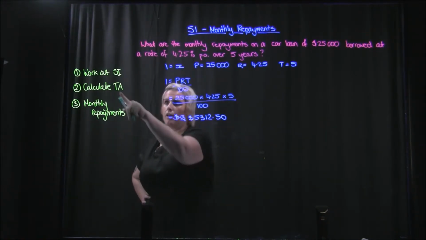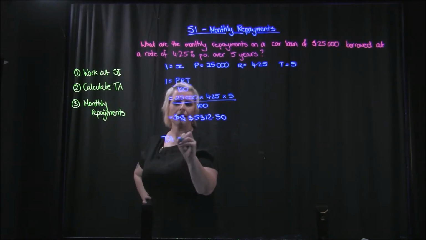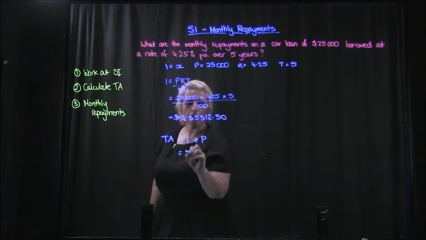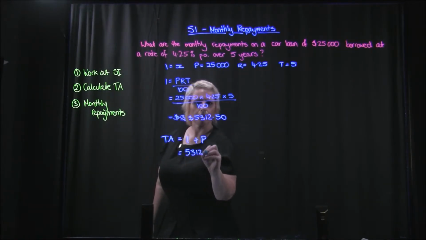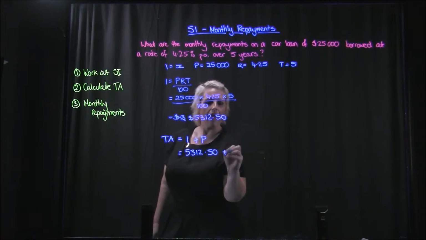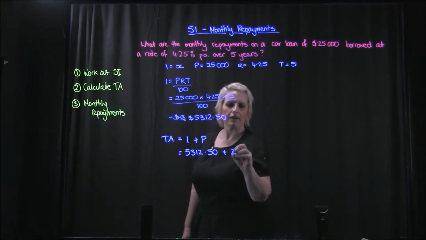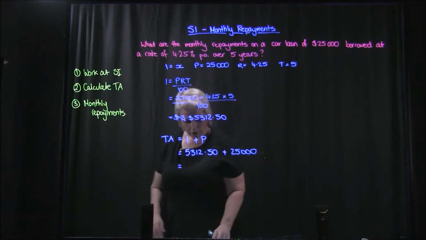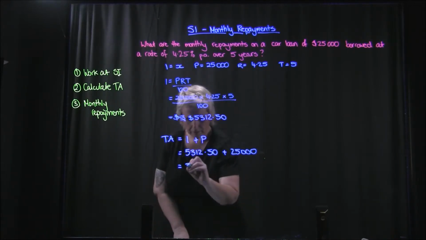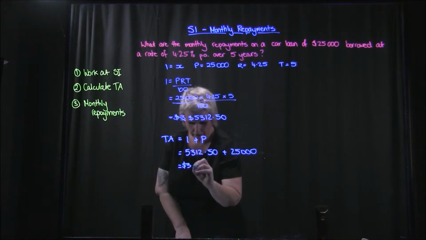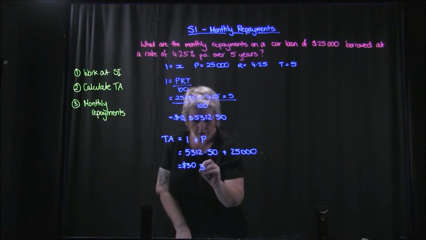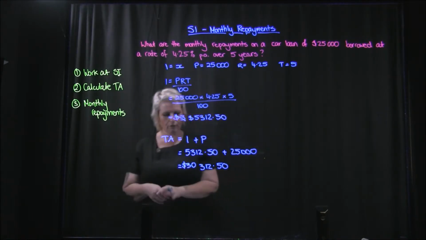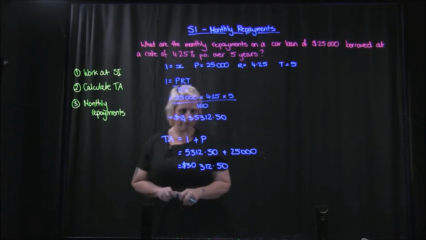Then I need to find my total amount. So my total amount is going to be my interest plus my principal. So my interest is already written there. I just worked that out, $5,312.50. And then my principal, $25,000, identified up here. So that is then going to be, well, let's put our little dollar sign, save me writing it later, $30,312.50.